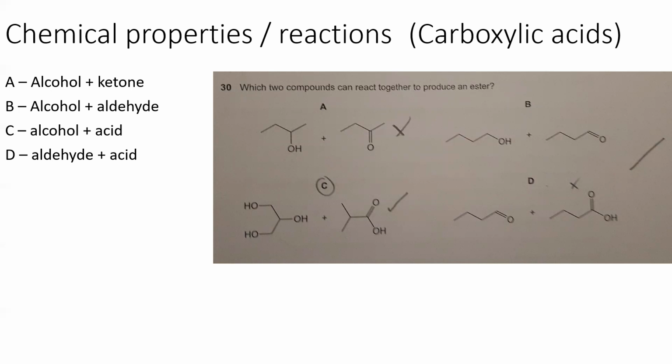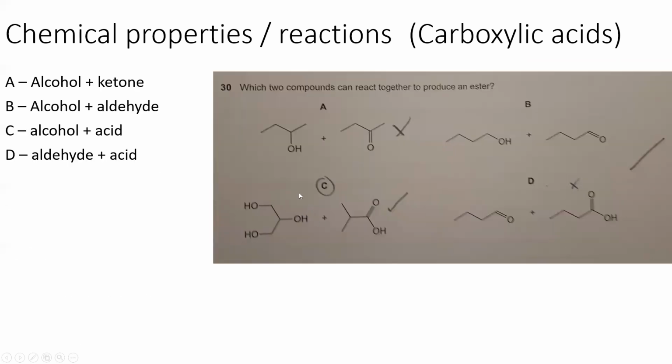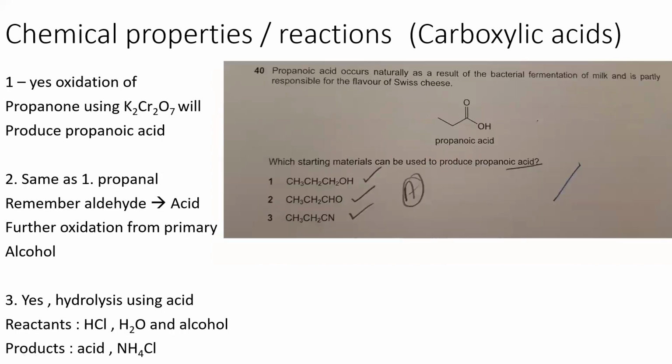B is alcohol and aldehyde. C is alcohol and carboxylic acid. So C will react, and take note that there's 3 hydroxyl groups, right, or alcohols. So it can react at any part. So ester bonds can form at any part. And this last one, it's an aldehyde and carboxylic acid. So it definitely won't react. So A, B, D is out, and the final answer will be C.